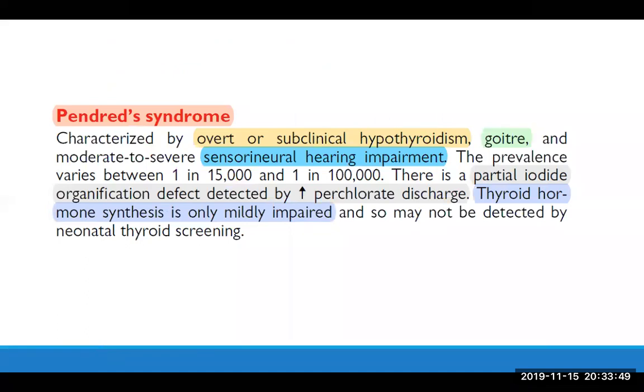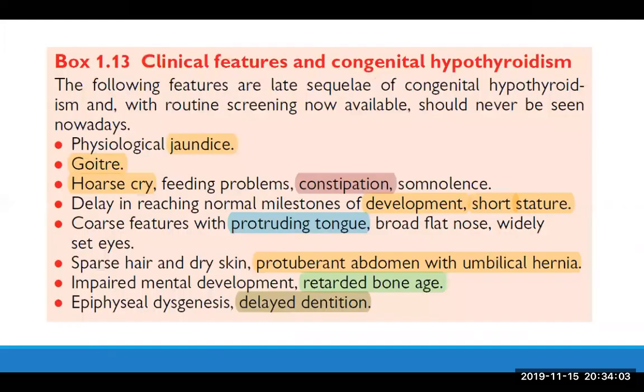This is actually not very important, but the most important is Pendred syndrome. Pendred syndrome is overt or subclinical hypothyroidism with goiter and sensorineural hearing impairment, and this is due to a partial iodide organification defect. The treatment is just replacement of hypothyroidism as we know, but we must know that the daily requirement of thyroxine is about 10 to 15 microgram per kilogram per day.